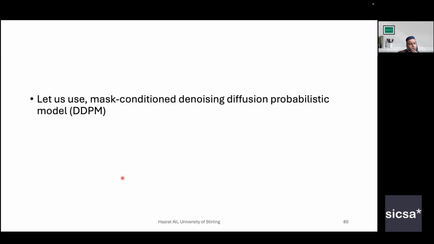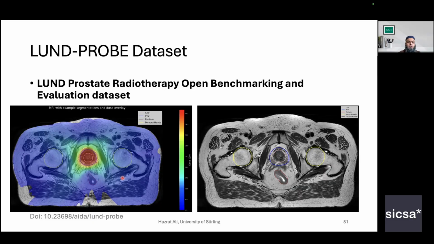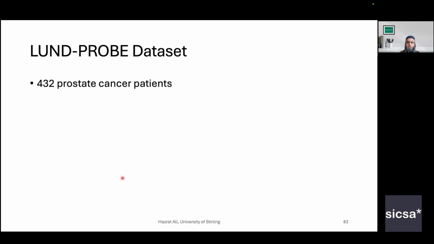So here we move to diffusion models to generate more data that can help us train a segmentation model in a much better way. So we use a mask conditioned denoising diffusion probabilistic model. The data that we have used is from the university. It's publicly available. Anyone can apply for it, fill the form and get access to the data. It's quite a huge dataset, around 200 GB, maybe the first large scale dataset related to prostate cancer. And it was released just last year. It presents prostate cancer studies of 400 plus individuals.